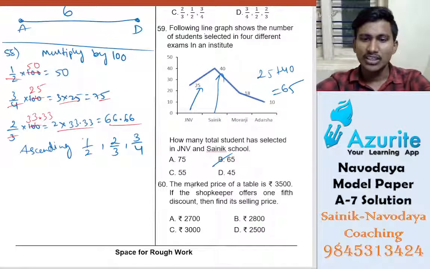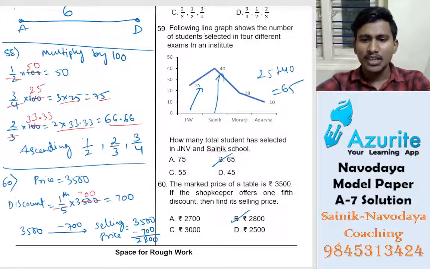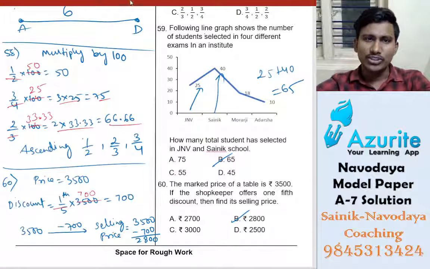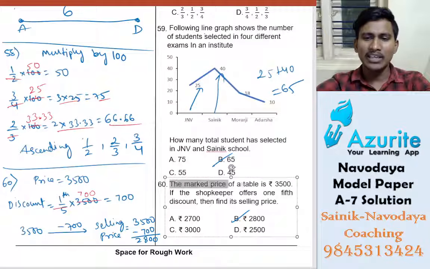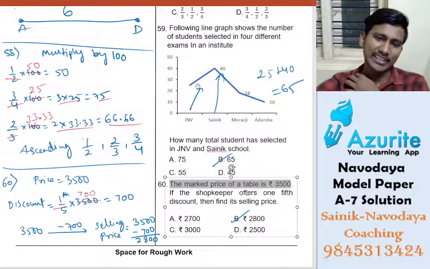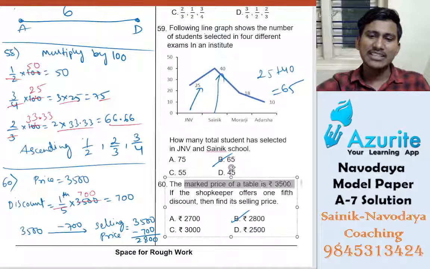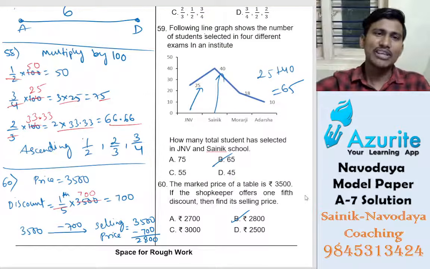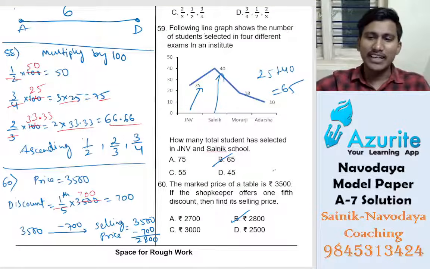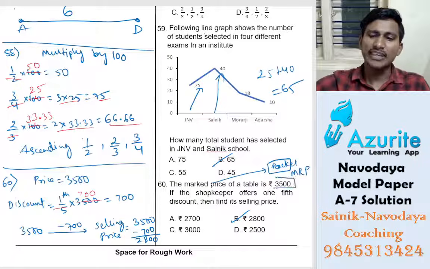Now 60 question, students. What is the question? The marked price of the table is 3500. Marked price means that is on the packet. You may have seen a biscuit packet or anything, right? On the packets there will be a price, right? So packet price, or you say it as MRP, that is the marked price, 3500 rupees.